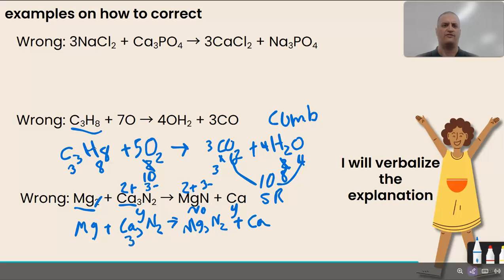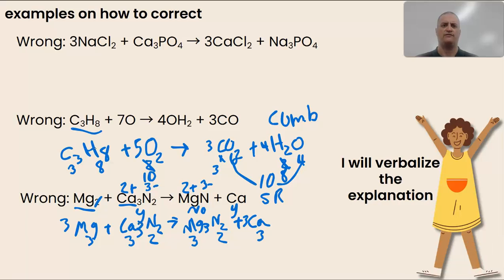I can see I have 3 calcium, so I need to have a 3 in front to balance that. I see I've got 2 nitrogen, fortuitous. And I see I have 3 magnesium, even though maybe I didn't write that very clearly. And so in order to have 3 magnesium over here, I need a 3 in front. So now we have our balanced stuff.